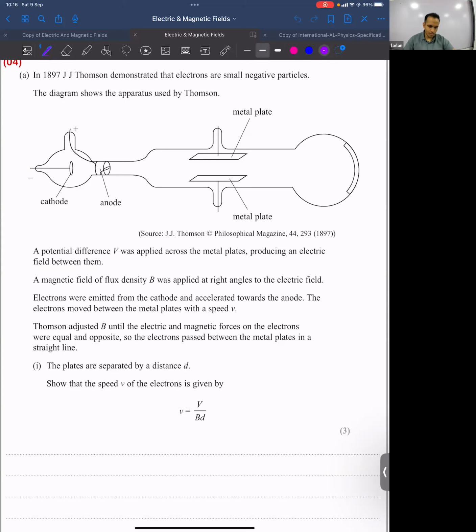Thomson adjusted the B until the electric and magnetic forces on the electrons were equal and opposite, so that the electrons pass between the metal plates in a straight line. The plates are separated by a distance d. Show that the speed v of the electrons is given by this.